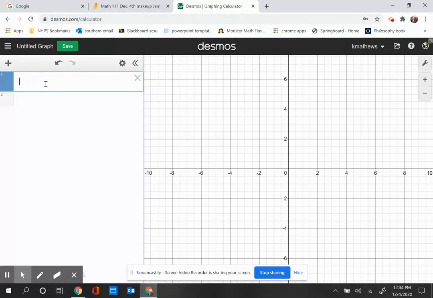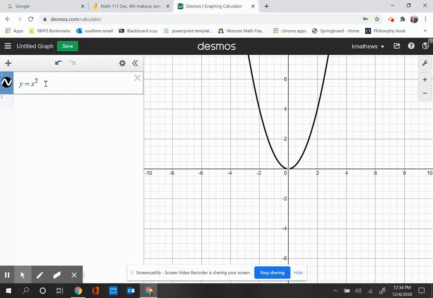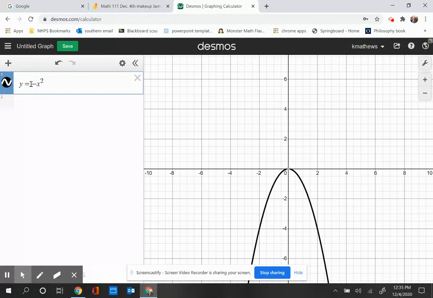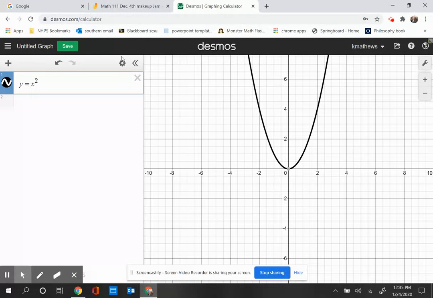The parent function is called the most basic function. The most basic function for a quadratic function is y equals x squared. And that's what that looks like. So this shape is called a parabola, and a parabola can open up, or if it's negative in front, a parabola can open down. This belly button of the parabola is called the vertex.